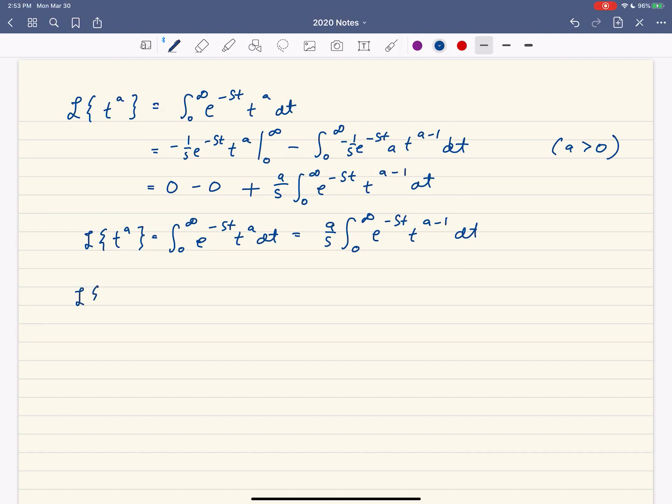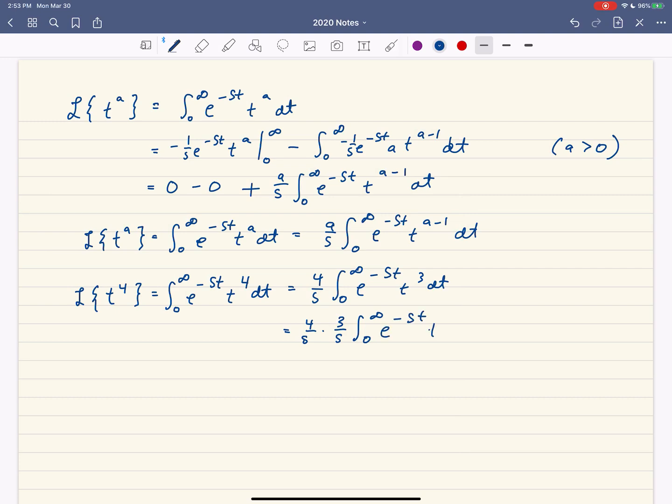Okay, and so if we do this over and over again, let's do this for t to the 4th, just to make sure that we get it. So this means that a is 4. So we're going to have the integral from 0 to infinity, e to the negative st, t to the 4 dt. Turns out that that's going to be 4 over s times the integral from 0 to infinity, e to the negative st times t cubed dt. And then we can do this again for t cubed. Let's just copy down the 4 over s times 3 over s, integral from 0 to infinity, e to the negative st, t squared dt.